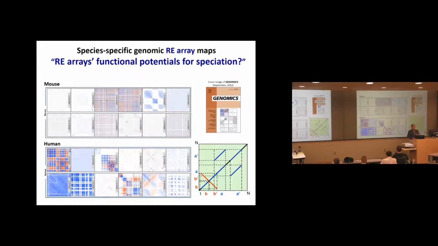So we surveyed the entire reference mouse and human genomes, and we compared RE array patterns between these two species. Even though mouse and human share about 85% of conventional gene sequences, mouse and human did not share any of these repetitive element arrays, or RE arrays. So when you are looking at the entire genome, the majority of the genome between mouse and human, they do not share in terms of structure and sequence.